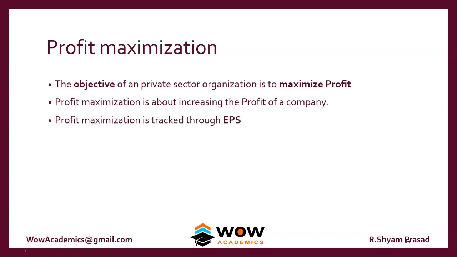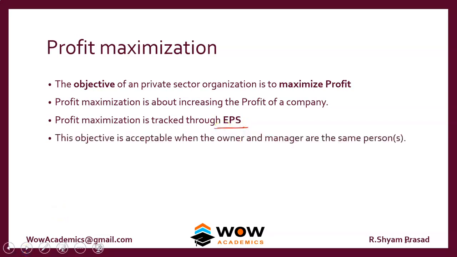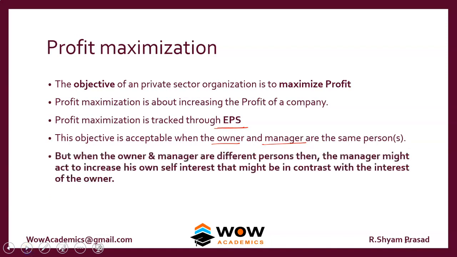How do we know whether the company has increased their profit? It can be measured through EPS, earnings per share. This is a nice concept when the owner and the manager are the same person. Okay, if not, then profit maximization is not a good technique. Why? Because profit maximization is a technique where the profit can be manipulated by the manager and submitted to the owner. Okay, so the manager can cheat or manipulate the EPS. Okay, and after manipulating the EPS, he might give it to the owner. So over a period of time, the manager keeps on manipulating the EPS, and the owner believes that the EPS number is true.